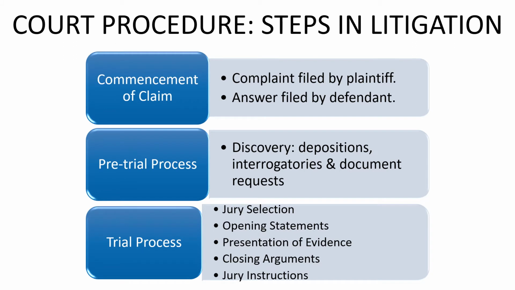So let's look at a little overview. These are the three main parts of a litigation. First, you have the commencement of the claim, then you have the pretrial process, and then the actual trial. So during the commencement of the claim, we're going to look at what each party does. Then in the pretrial process, we'll look at important steps to take in order to prepare for the trial, and then the trial itself.